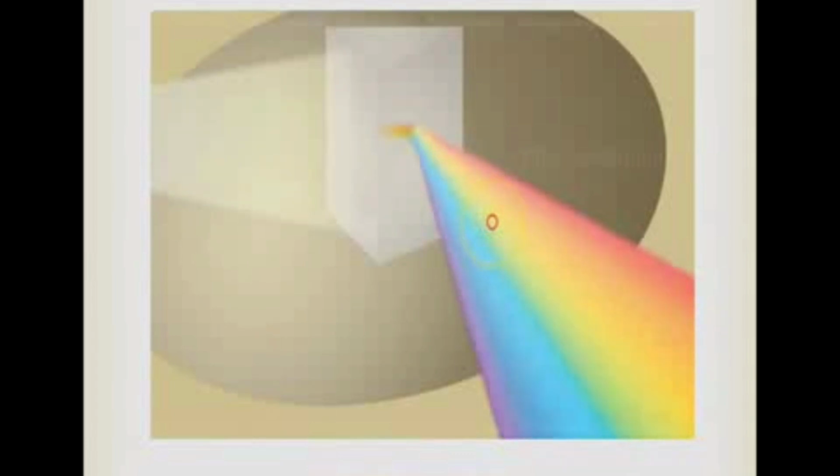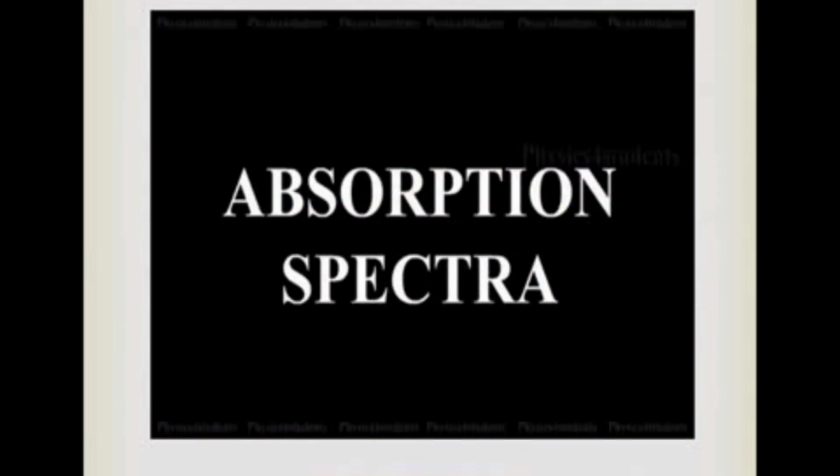Light passes through the prism and gives the 7 colors. That's the emission spectra. It can be classified into 3 types: continuous spectrum, line spectrum, and band spectrum. So there are 3 types of emission spectra.